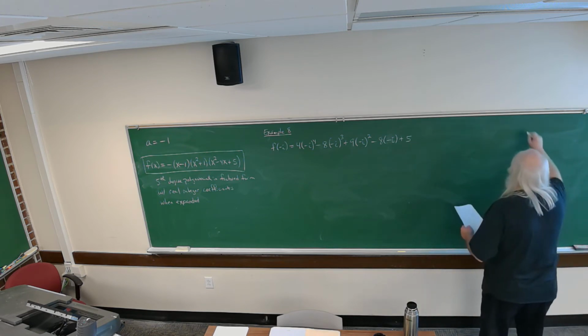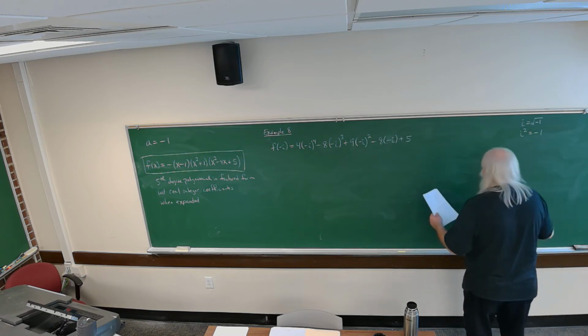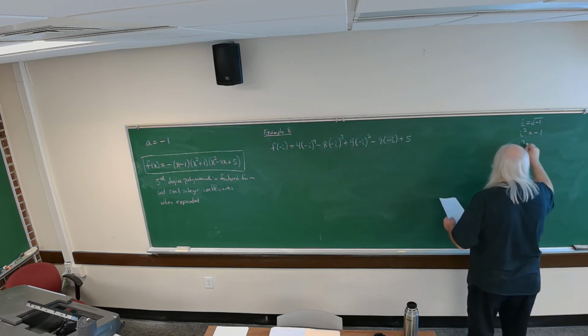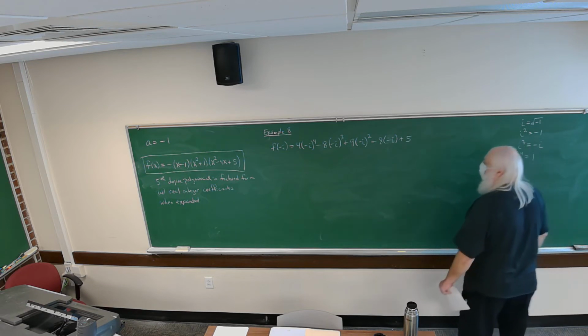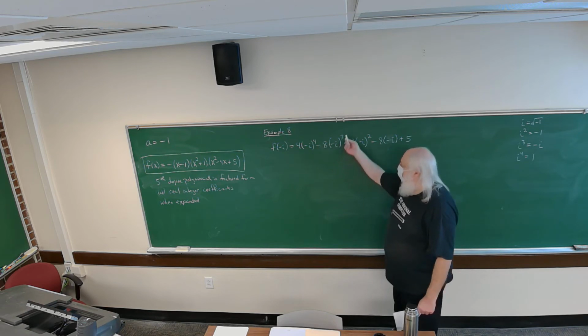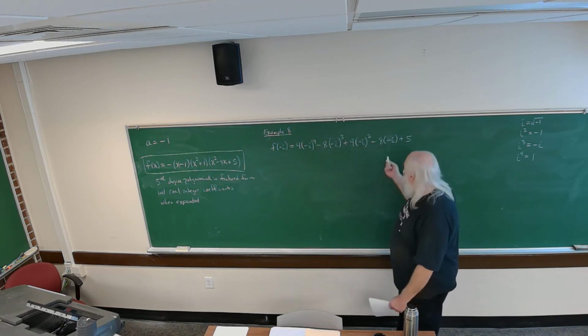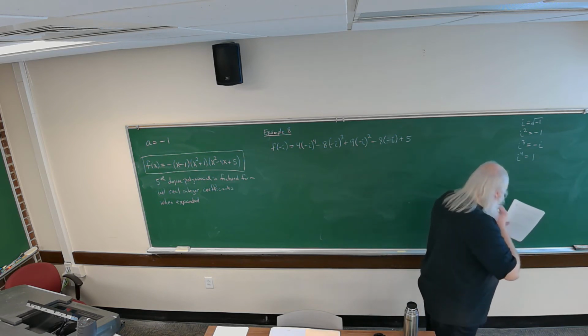i is equal to the square root of negative 1. i squared is equal to negative 1. i cubed is equal to negative i. And i to the 4th is equal to 1. Okay. Well, you notice we've got to do negative i to the 4th, negative i cubed, negative i squared, negative i.